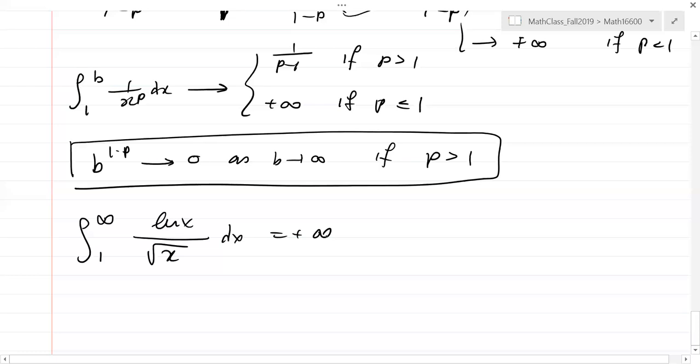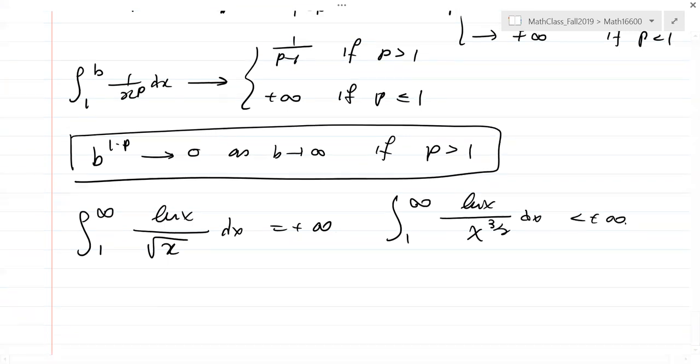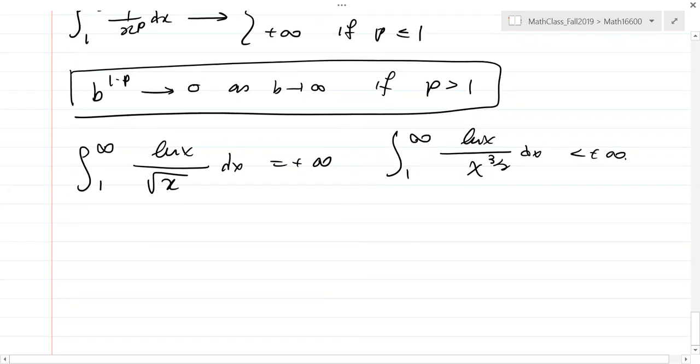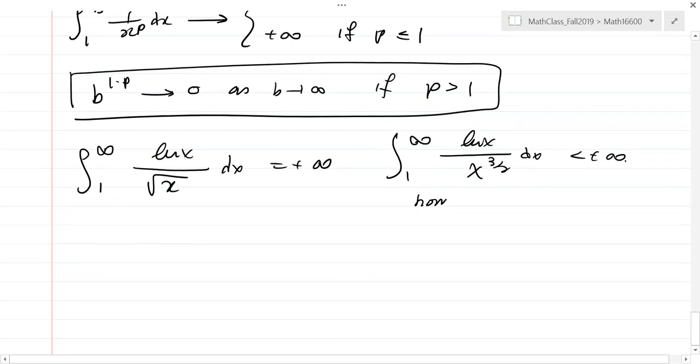Can you prove that? Like if it's 3/2, I think this is finite, but I'm not sure you can get a value. It's finite, it's convergent. We already learned how to evaluate integrals like this, so you should be able to figure out the value. What is the value when it's convergent? It's a good exercise. Please do this. It's homework. At home, do it.